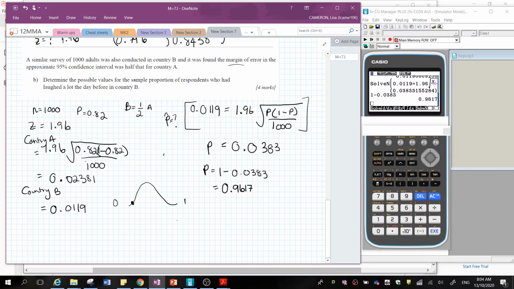Okay, so 0.0119. Now I'm going to move this number across straight away. So divided by 1.96, and I'm going to take this surd and I'm going to square the other side to get rid of it. Okay, that's going to leave me with everything under the bracket. So now I'm going to take the 1,000 over and multiply this. Okay, and that's going to leave me with p bracket 1 minus p squared.